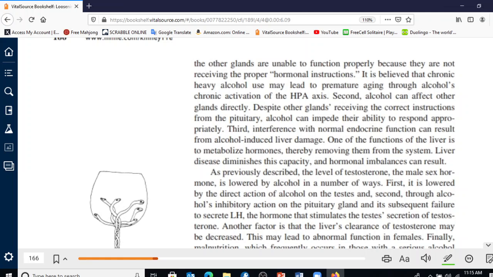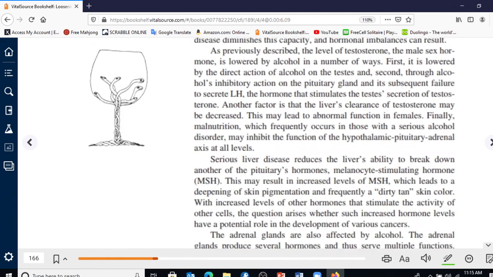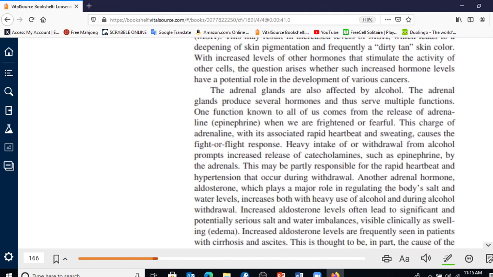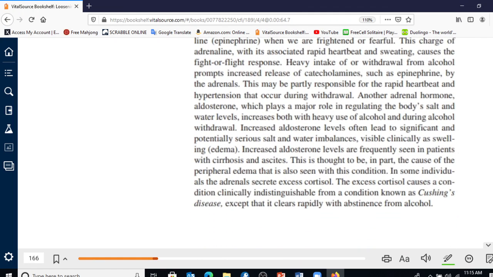And third, interference with normal endocrine function can result from alcohol-induced liver damage. It's not the alcohol directly doing anything to the endocrine system. It's alcohol doing things to the liver, which in turn is doing things to the endocrine system. So there's complex relationships on here. I'm not going to go into each of these in particular today, but you can read these for yourself anyway.